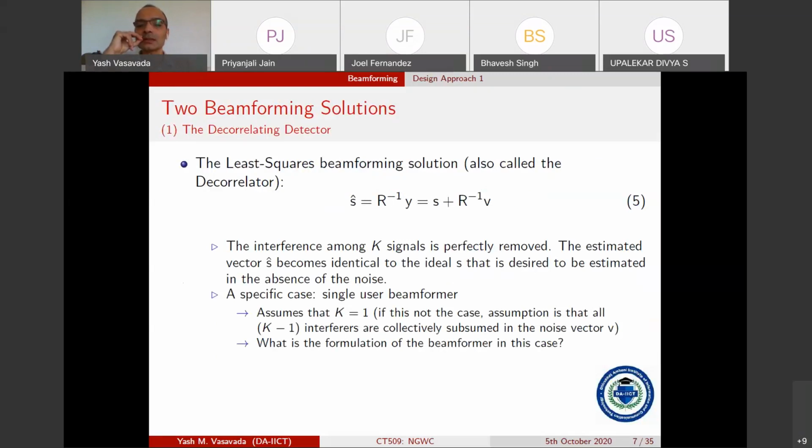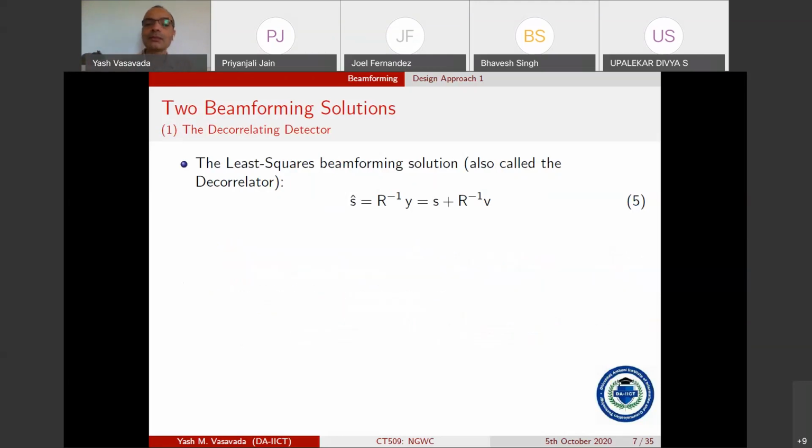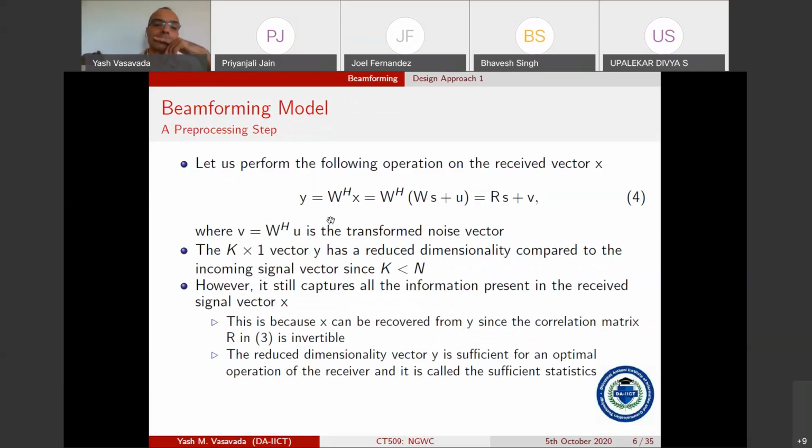Okay, Priyanjali. Scaled version of Y. Yeah, no, that is fine. I'm asking, there is a term for this that we have, I think, used earlier. What is the term? When capital K is 1, when I do this W Hermitian X, what am I doing? Projecting X over W Hermitian.